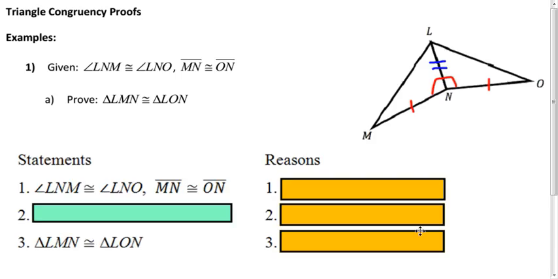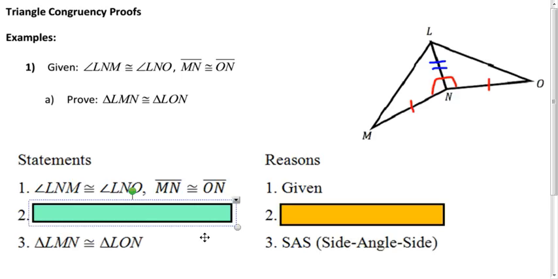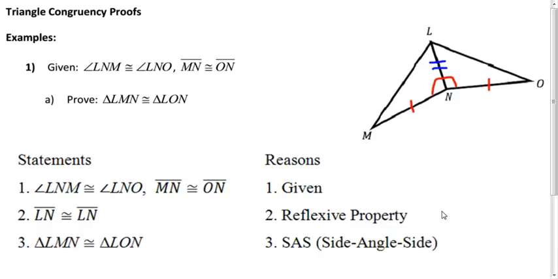So we know that we want to end our proof with side angle side. You can just write SAS and just writing out the long way so you remember what it stands for. In our first step, these statements were given to us. And so our step in between, in order to get that other side, we say that that segment is congruent to itself by the reflexive property.